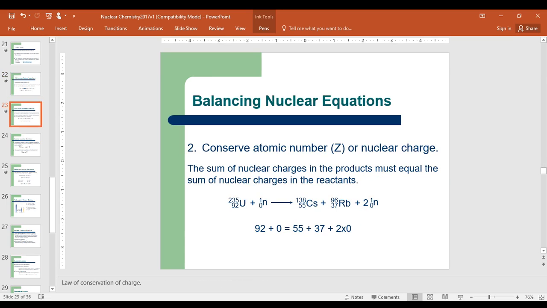In a reaction, we also want to make sure we conserve the atomic number, or the nuclear charge. We look at the same reaction, and we look at the atomic number at the bottom of each symbol, and we see that 92 plus 0 is going to equal 55 plus 37 plus 2 times 0, which is 0. So the mass number and atomic number stay the same.